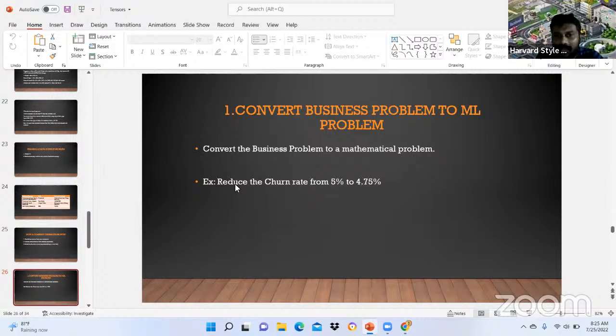Now you have to define it. For example, I'm going to minimize the churn rate from 5% to 4.75%. You want to define this well. That is the mathematical concept: churn rate is reduced from 5% to 4.75%.